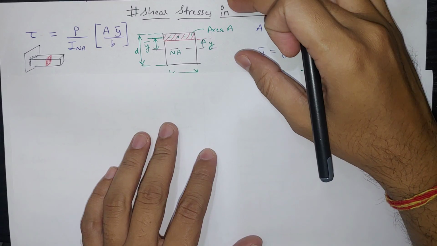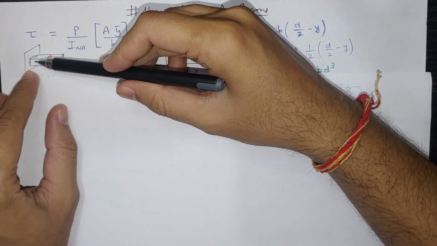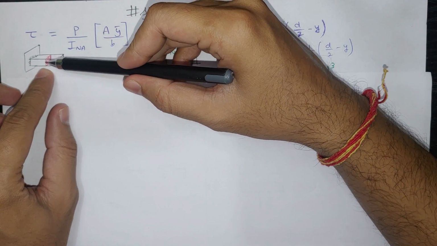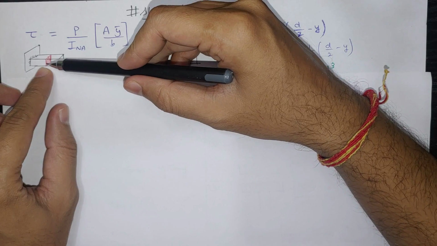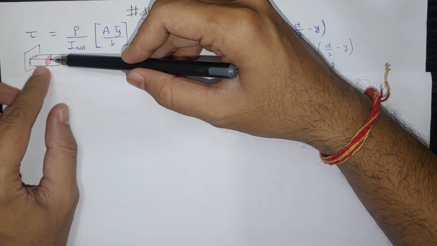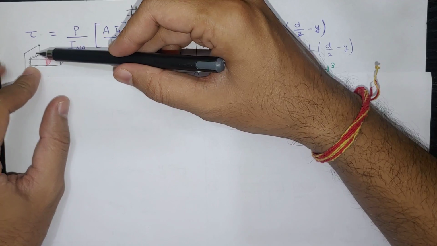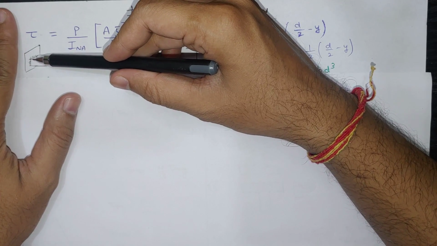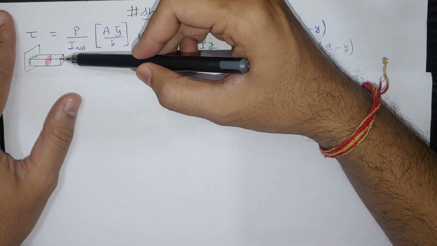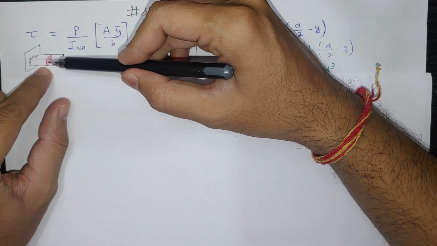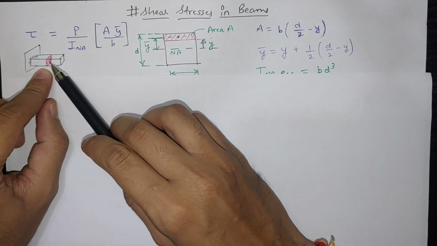So in this video we will see shear stresses in beams. Here, if you see, we have a cantilever beam and we have to find the shear stresses varying across the cross section. We have seen in the shear force diagram and bending moment diagram how shear stress varies across the length, but we have not seen how the shear stresses will vary across the cross section.